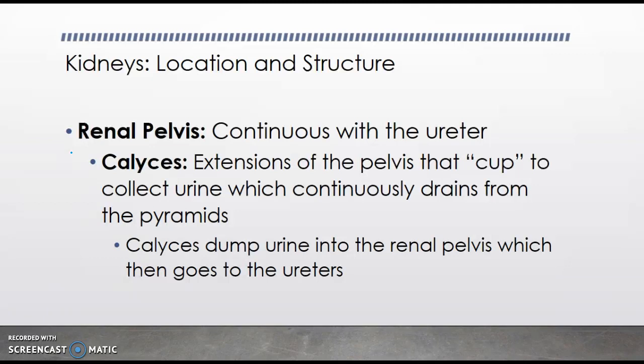Then we have what we call the renal pelvis. This is the part of the kidney that connects to the ureter, and we're going to go big to small here. So this is our biggest structure that connects to the ureter. And then these calyces right here are the extensions of the pelvis, and they take urine that's been formed by the cortex and medulla portion of the kidney. The urine will drain into these calyces, and then the calyces dump the urine into the renal pelvis, and then the urine finally travels into the ureters, which go to the bladder.